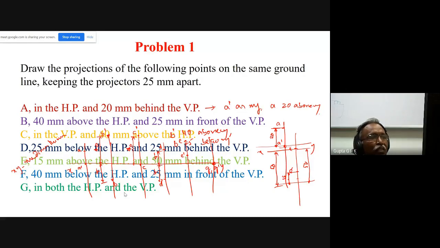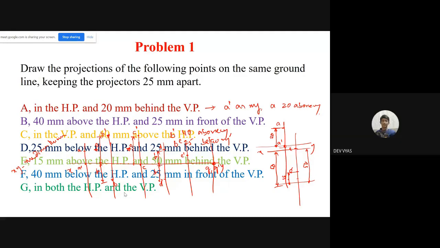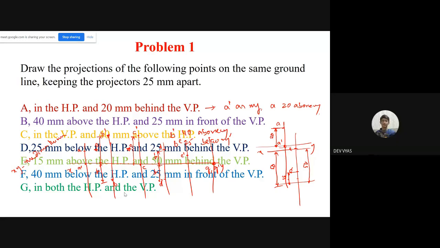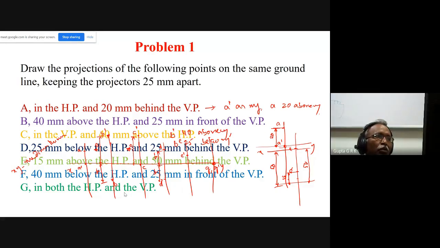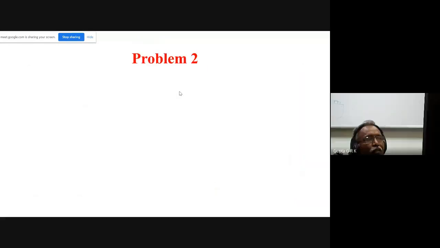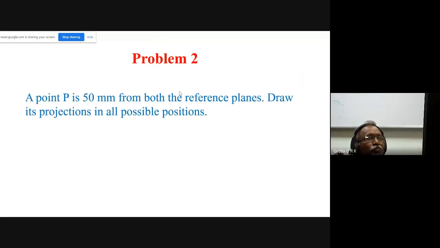Right? Is everything clear about this problem? Sir, at last you told to make all the A to G in just one horizontal line and one single reference line. Yes, sir. That's what is given: draw the projections of the following points on the same ground line, keeping the projectors 25 mm apart. The lines joining A dash, B dash are called projectors. Projector of A, projector of B, like that. Okay, and we go to problem 2.